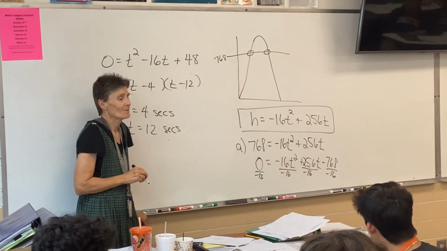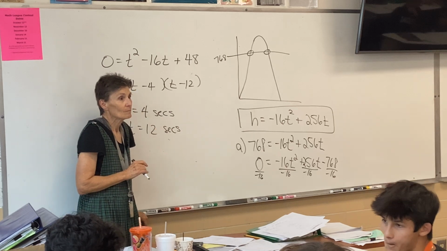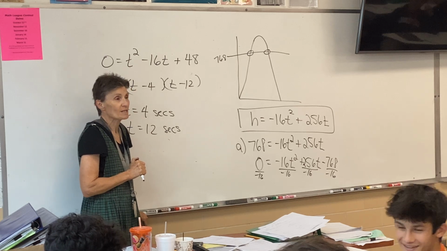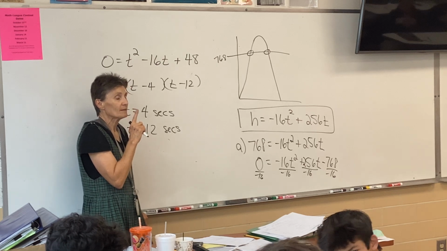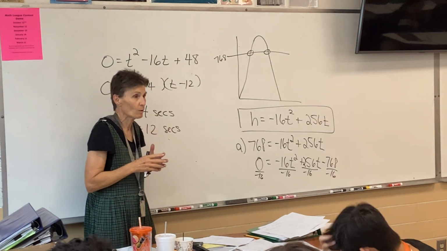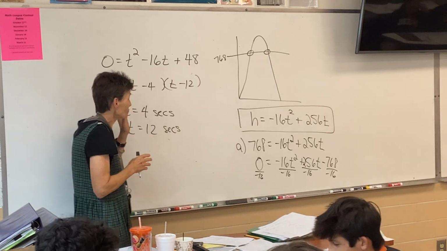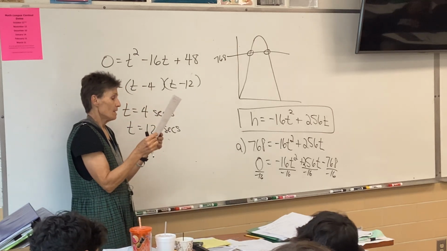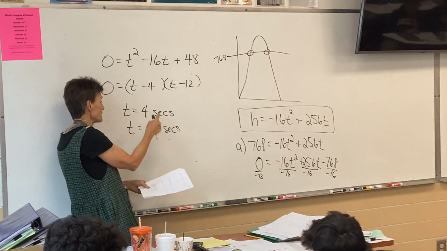Wait, couldn't we just plug this into our calculator and say y equals 768 and find the intersection? Absolutely. The question you're asking would be the same as, could I have done this with the quadratic formula? Sure. There are lots of ways to solve a quadratic. Okay, all right. Calm down. It still smells fishy. So the answer to A is 4 seconds and 12 seconds.